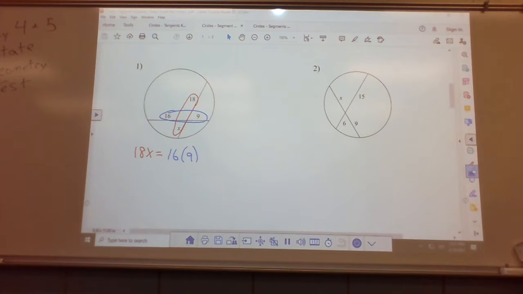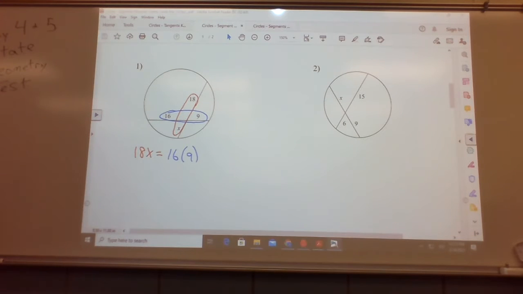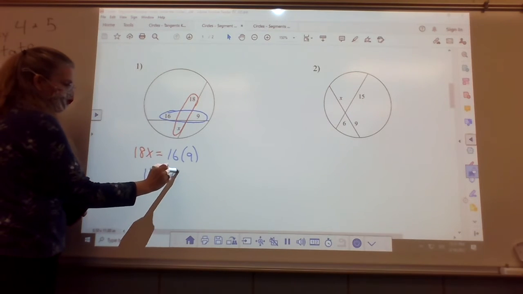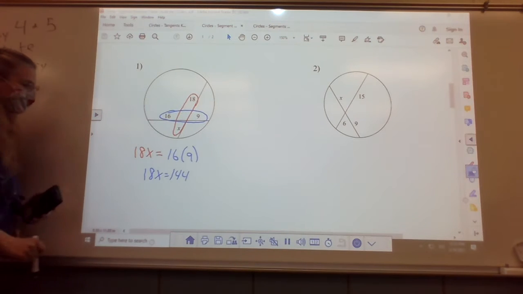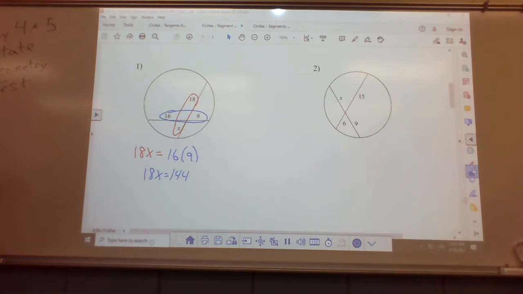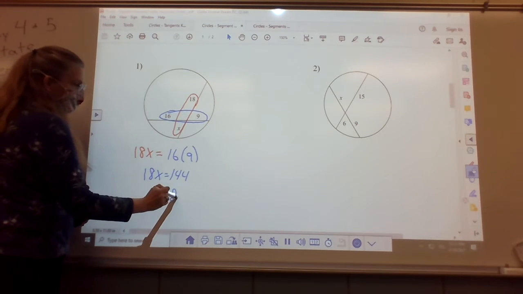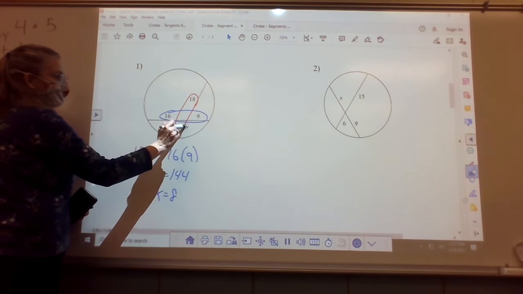This one's a pretty easy algebra. Some of them can get a little harder though. So 16 times 9. You'll find that I really liked 144 on this worksheet and the next worksheet. You get a lot of 144s. Divide by 18. I get 8. So this little guy here is 8.